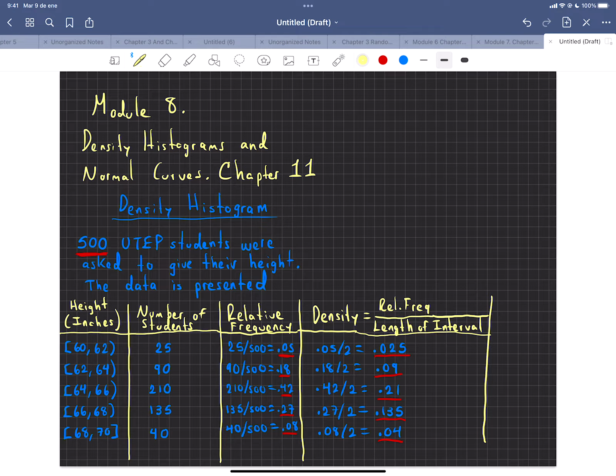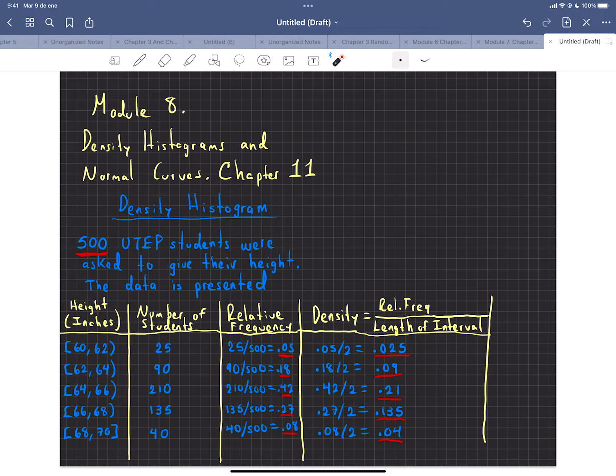So the relative frequency is computed by dividing every value by the total number of values, and the density is every relative frequency divided by the length of each interval. Again, the length for each interval here was the same, but maybe for some examples they are not going to be the same.